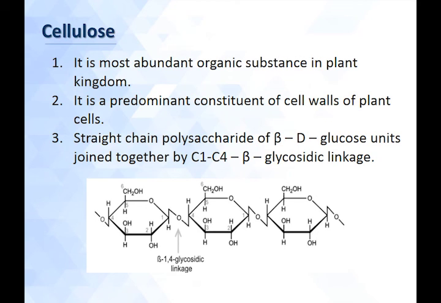Cellulose. It is the most abundant organic compound in the plant kingdom. It is a predominant constituent of cell walls of plant cells. Straight-chain polysaccharide of beta-D-glucose units joined together by C1-C4 beta-glycosidic linkage.